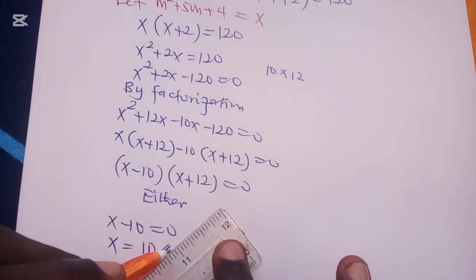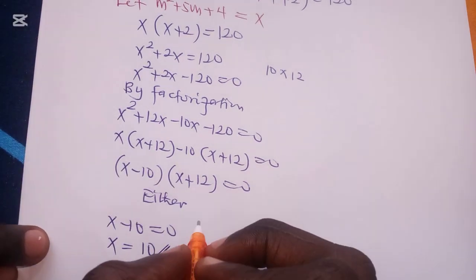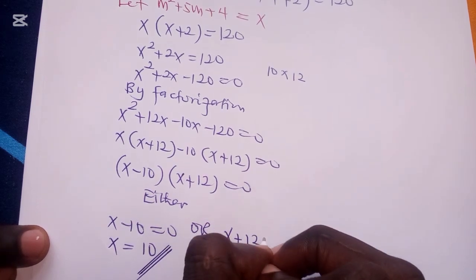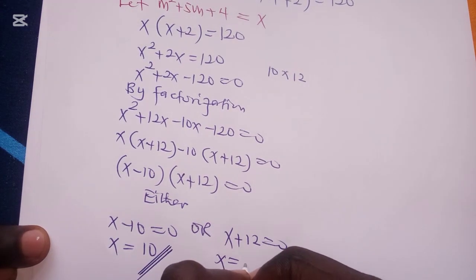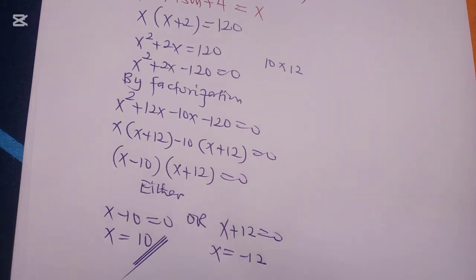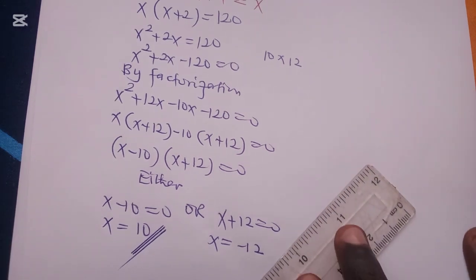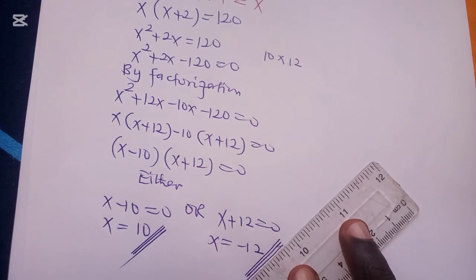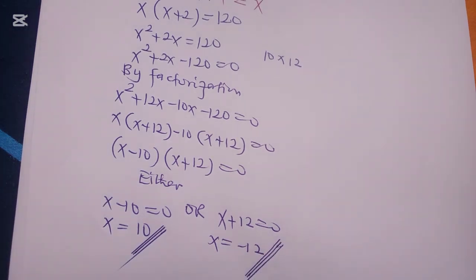This is the value of x. Similarly, x plus 12 becomes 0, then the value of x here becomes minus 12. So now we have two possible values of x. But remember, we are not to find the values of x. The question says we have to find the possible values of m.